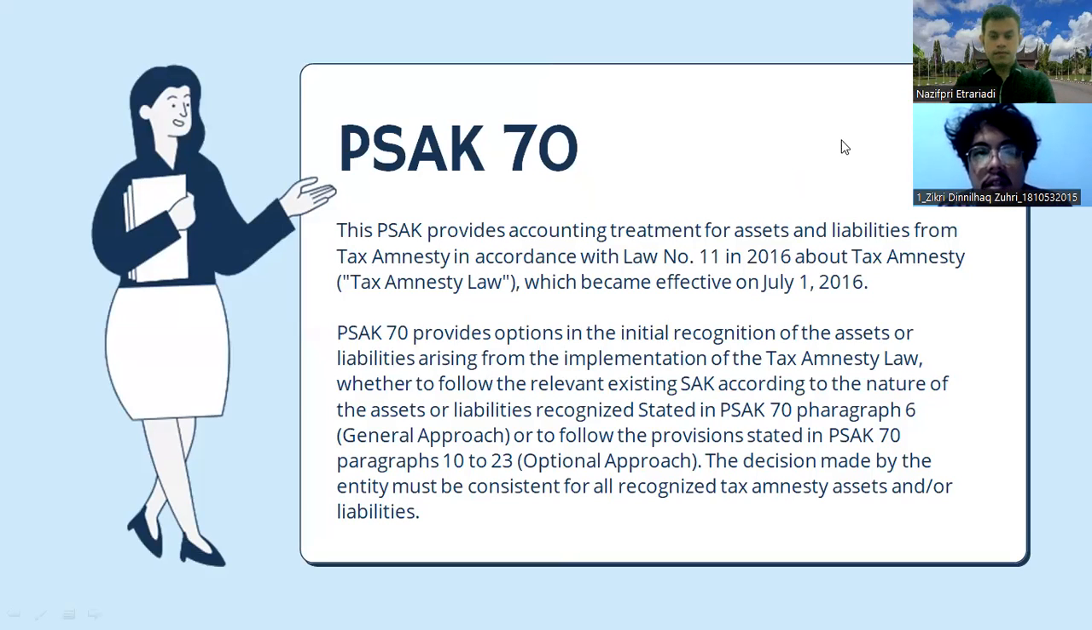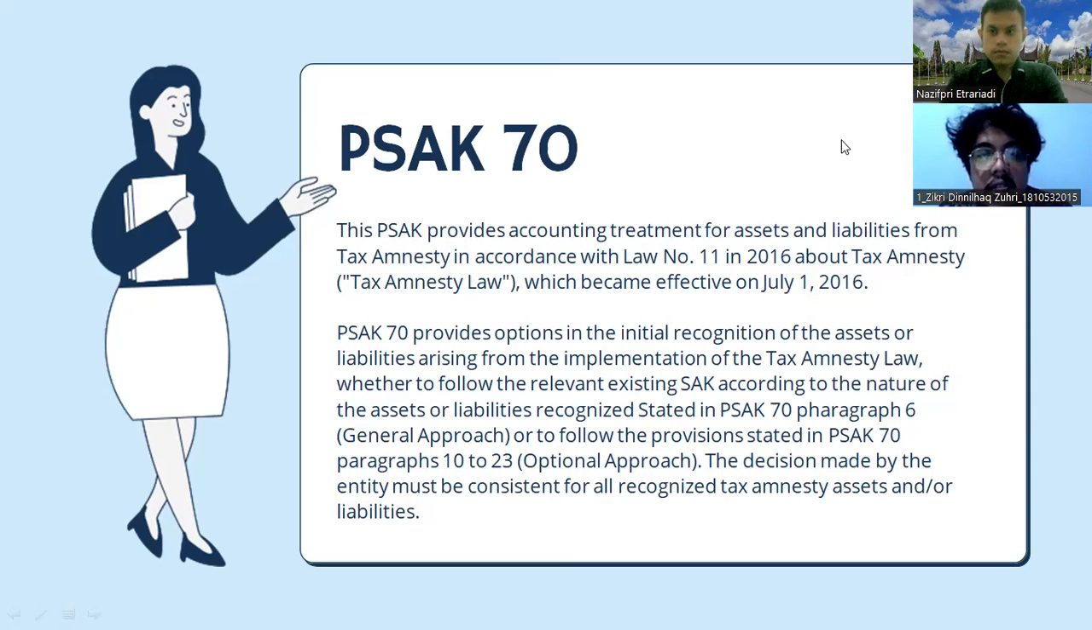This PSAK provides accounting treatment for assets and liabilities from tax amnesty in accordance with Law Number 11 in 2016 about tax amnesty, which became effective on July 1, 2016. PSAK 70 provides an option in the initial recognition of the assets or liabilities arising from the implementation of the tax amnesty law, whether to follow the relevant existing PSAK according to the nature of the assets or liabilities recognized, stated in PSAK 70 paragraph 6, or general approach, or to follow the provisions stated in PSAK 70 paragraphs 10 to 23. So paragraphs 10 to 23 are the optional approach.